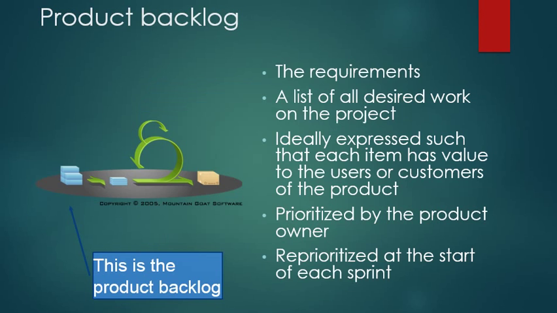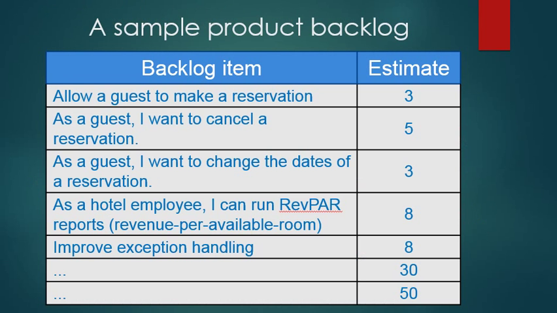What is the product backlog? The requirements, a list of all desired work on the project. Ideally expressed such that each item has value to the users or customers of the product. Prioritized by the product owner. Reprioritized at the start of each sprint. And now we can see a sample product backlog, which has a backlog item, for example, allow guests to make a reservation, and estimates its breakdown points.